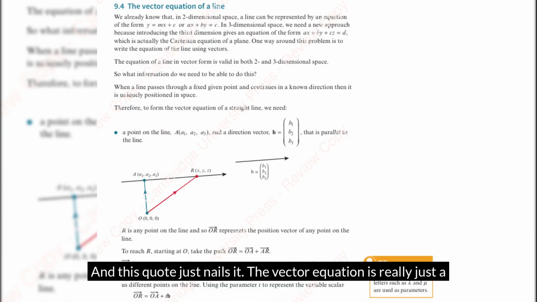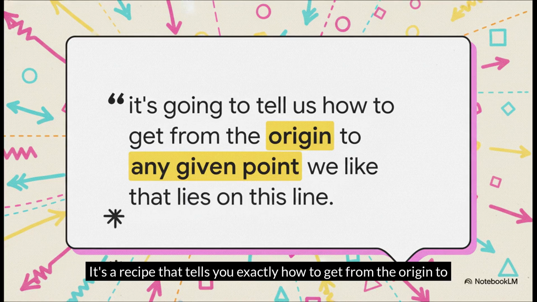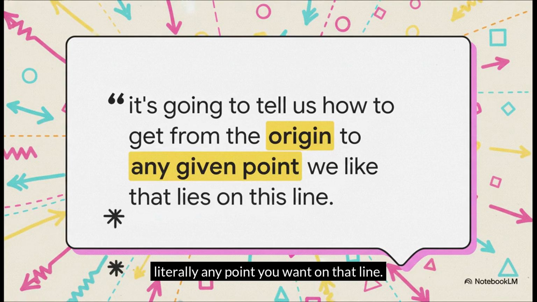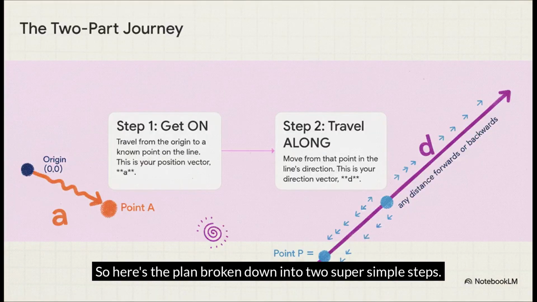And this quote just nails it. The vector equation is really just a set of instructions. It's a recipe that tells you exactly how to get from the origin to literally any point you want on that line. So here's the plan, broken down into 2 super simple steps.